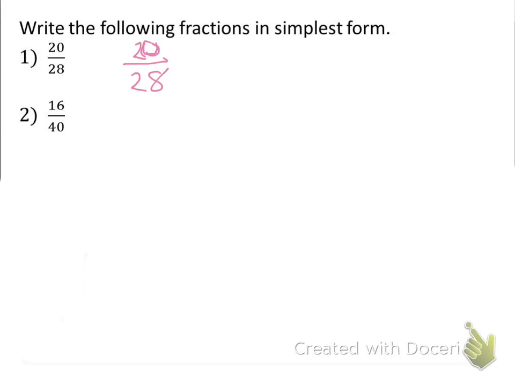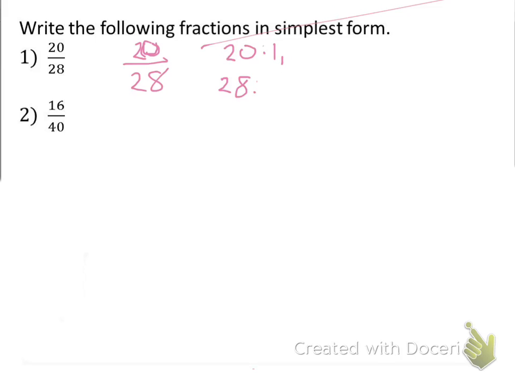There's two methods you could use. You could use prime factorization and making a factor tree, or you can just list the factors. I list the factors. So I need to find the factors of 20 and 28. Let's start at 1. 1 is a factor of every number, so 1 is definitely a factor of 20.